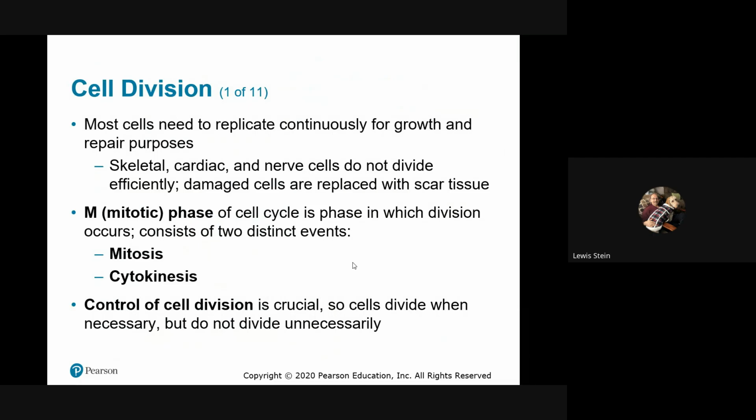So understand, it's very clear that the cells have died. They will not be replaced. They'll be replaced by scar tissue. The extent of the damage and whether you're able to cope with the damage or whether you'll be altered by the damage is a whole second question. That's why these things become important. So they have to replicate occasionally. Again, we replace ourselves. We don't repair ourselves other than with scar tissue. Skeletal, cardiac, and nerve cells do not divide efficiently. They really don't divide at all. Damaged cells are replaced with scar tissue. Mitosis and cytokinesis, two distinct events.